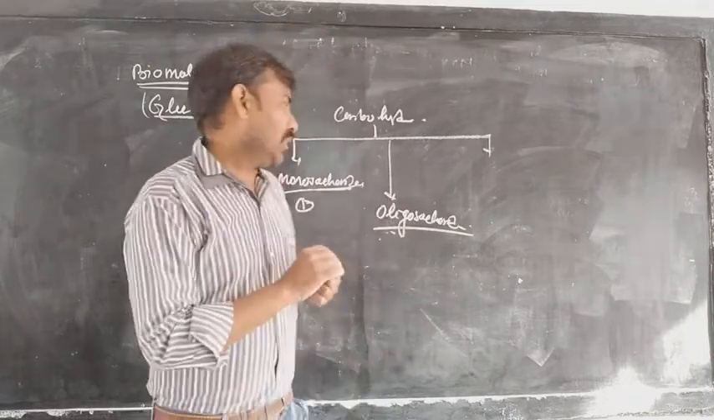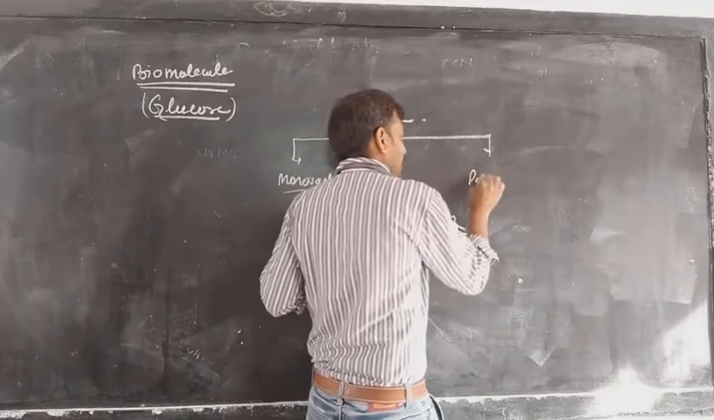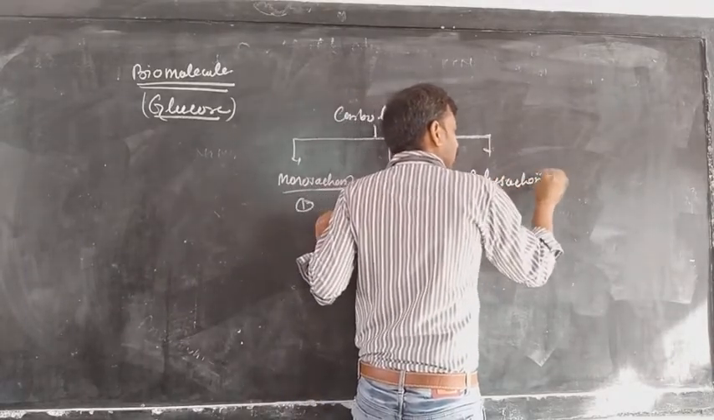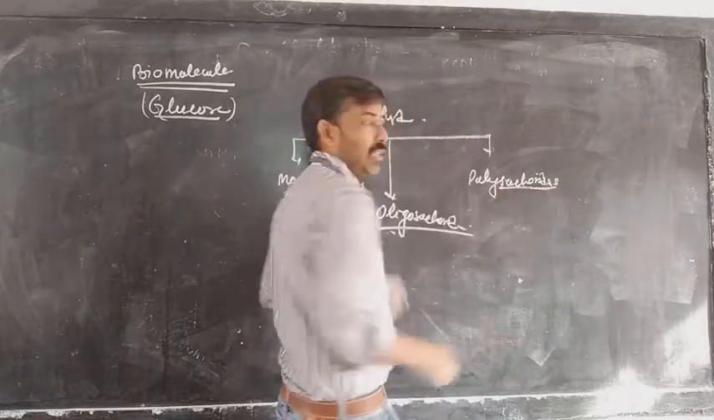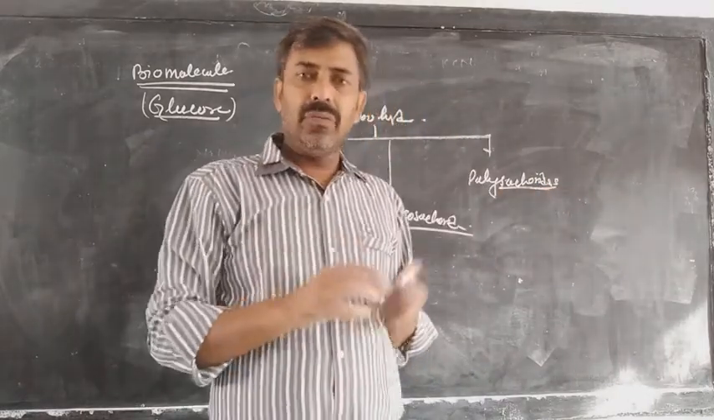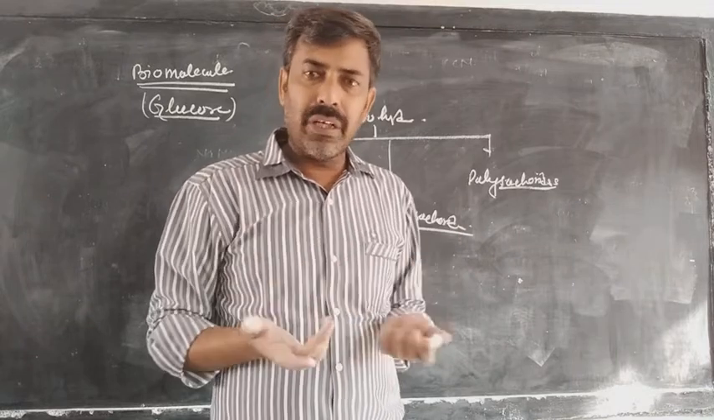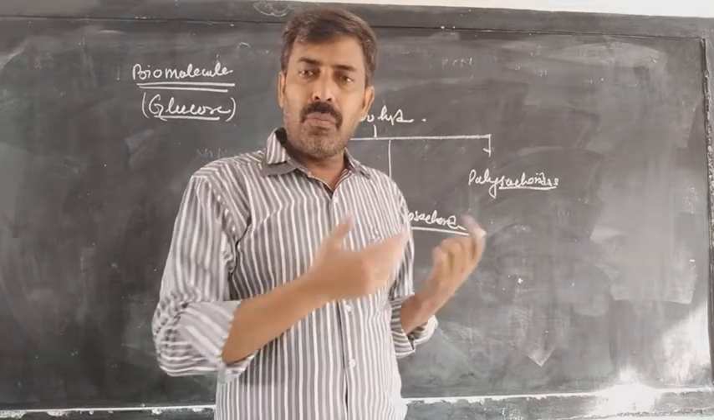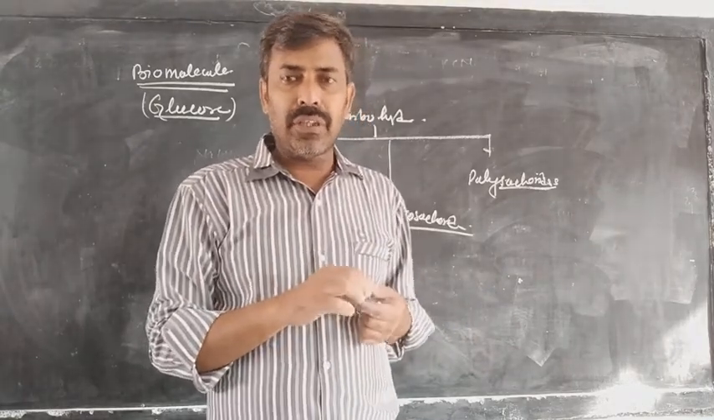And the next one is called the polysaccharides. Surely, as the term suggests, it is the saccharide which has more than 10 units. That is, more than 10 saccharide units, that is called the polysaccharides.